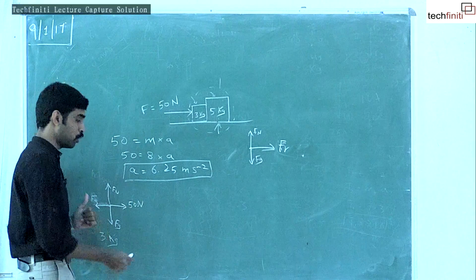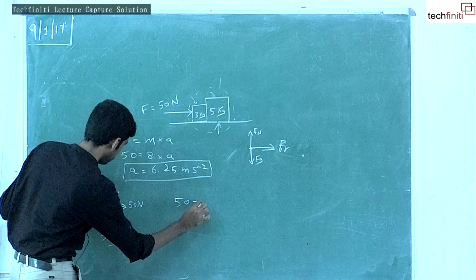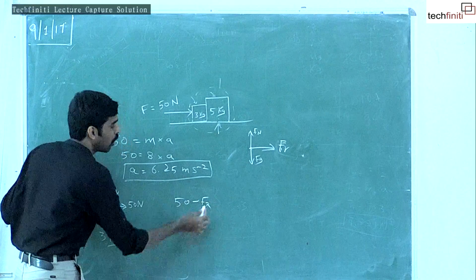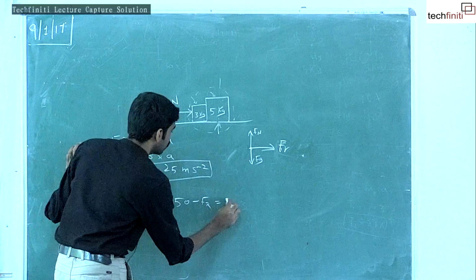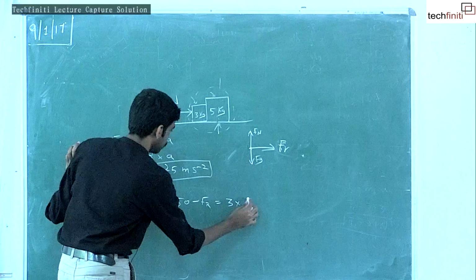Now for 3 kg, what is the net force? 50 minus FR, the force which is given by the 5 kg to the 3 kg, which is equal to 3 multiplied by 6.25.